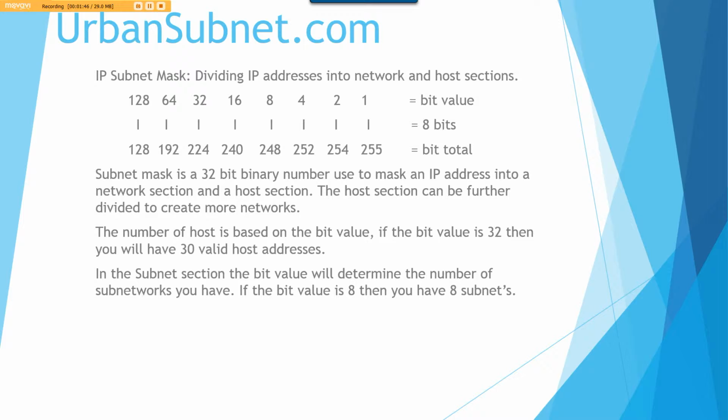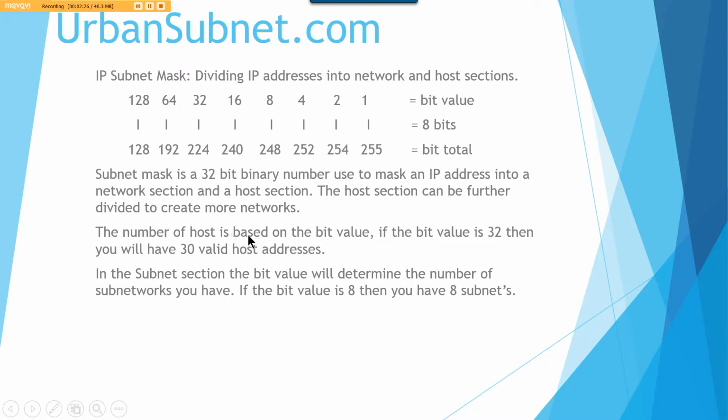So those classes have been subdivided to create a network portion and a host portion that would give us more suitable numbers for our particular business, or the business that we may be working in, or the business that may be designing or getting ready to build its network. So the subnet mask is a 32-bit binary number used to mask an IP address into a network section and a host section. The host section can be further divided to create more networks.